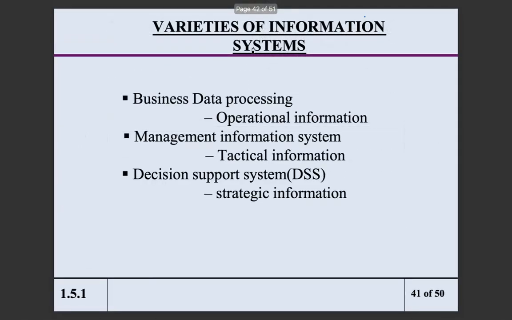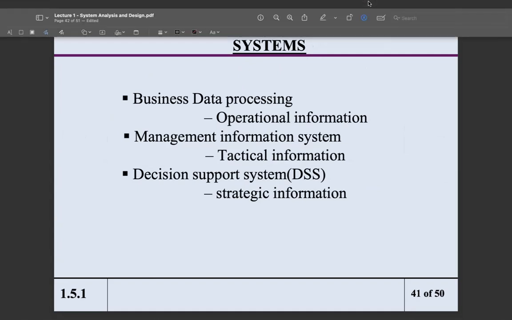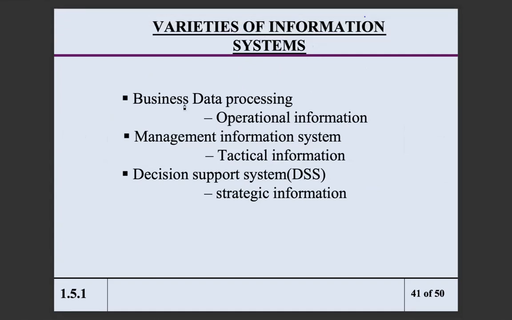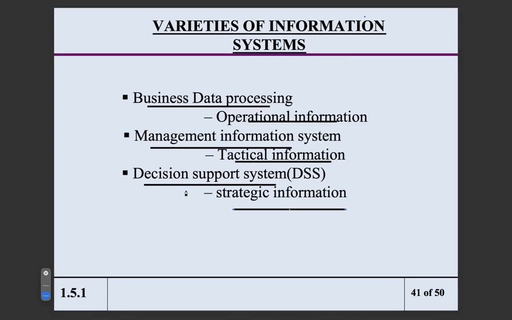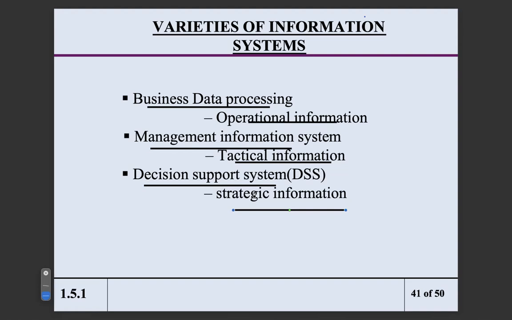Okay. Then the varieties of the information systems. Now, what are the varieties of the information systems? Here we have business data processing as one variety, coming under operational information. Then the management information systems, MIS, coming under tactical information. And then we have the decision support systems, which is relevant to the strategic information. These are the varieties of the information systems. These are the three types of information which we have.